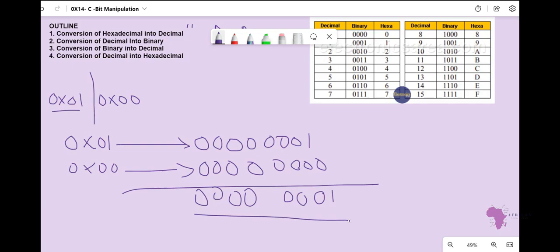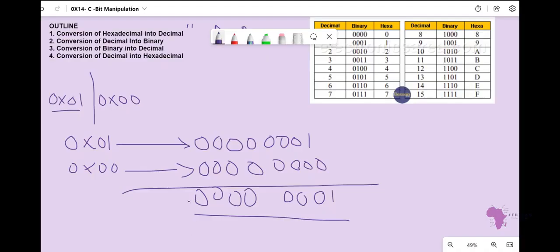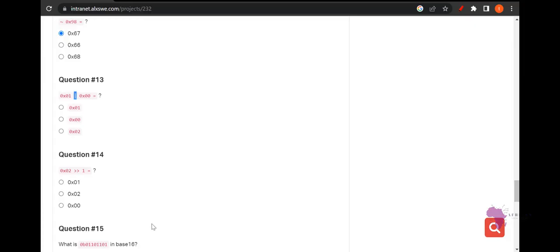And this is in binary. We need to convert our answer back to hexadecimal, because our answers are in hexadecimal. So let's convert it back. When we convert it back, this is 1 in hexadecimal, which will give us 0x01. So this is our answer. Let's get into it. So this is our answer.